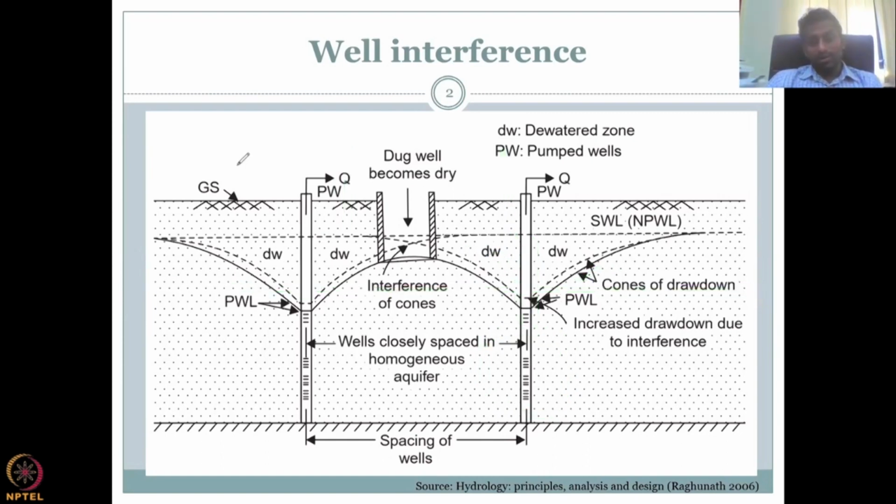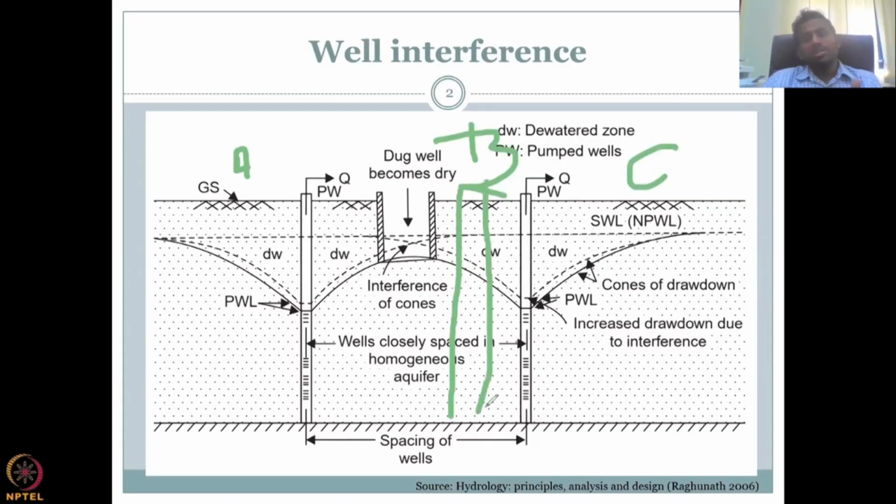If this farmer is A and C, and farmer B has a bore well, then she is not much affected, because when the dug well goes dry, she will turn on the bore well and the water is taken up.